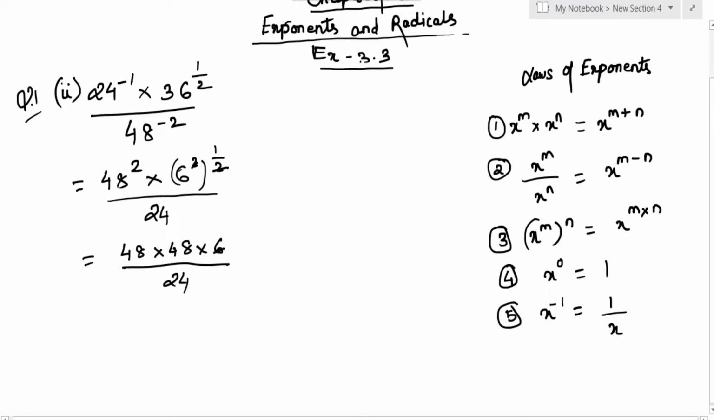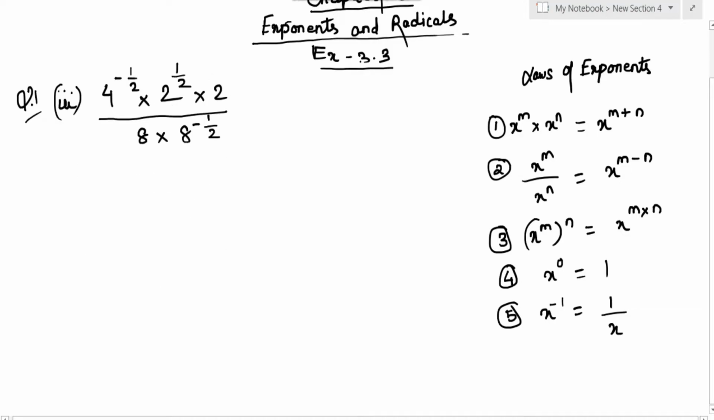Now we have 6 1s are 6, 6 4s are 24. We have 4 1s are 4 and 4 12s are 48. Now we need to multiply 48 with 12, and that is 576.